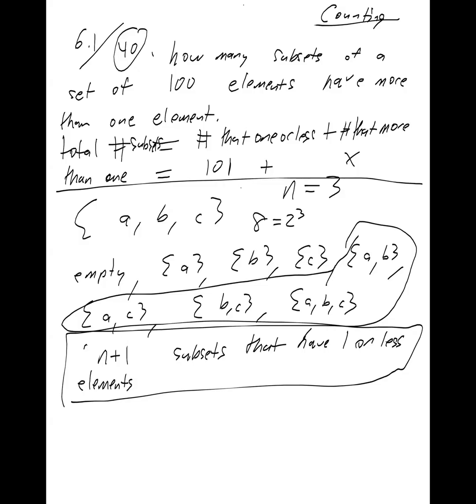So we know that this equation is true, that the total number of subsets in a set of 100 elements is equal to the number of subsets that have 1 or less plus the number that have more than 1, right? Because those are mutually exclusive, right? So therefore they have to add up to the total amount because you either have one option or the other.